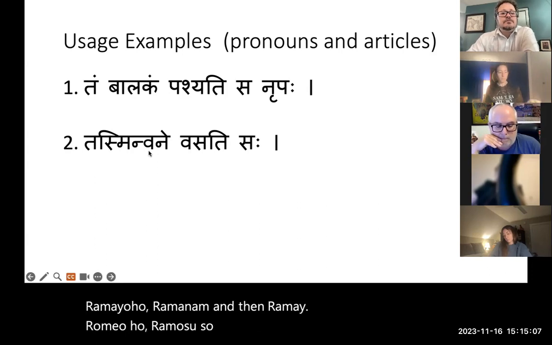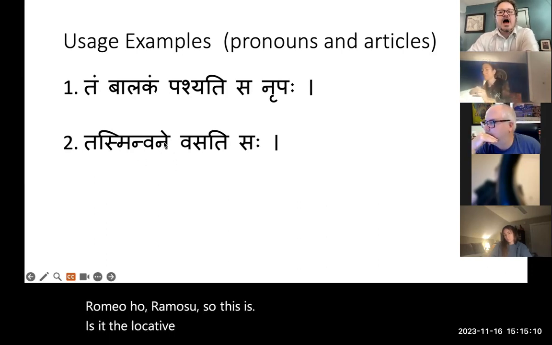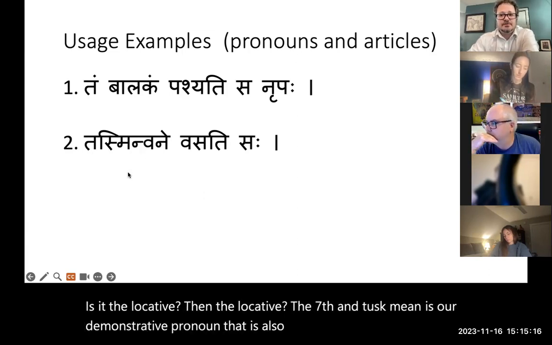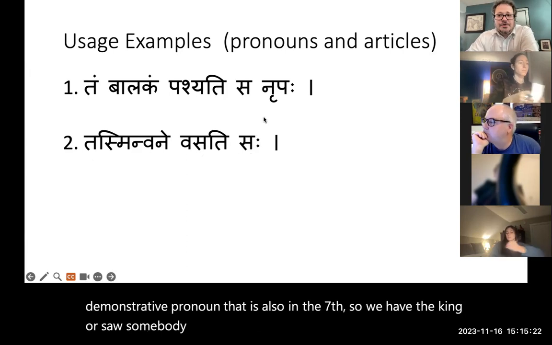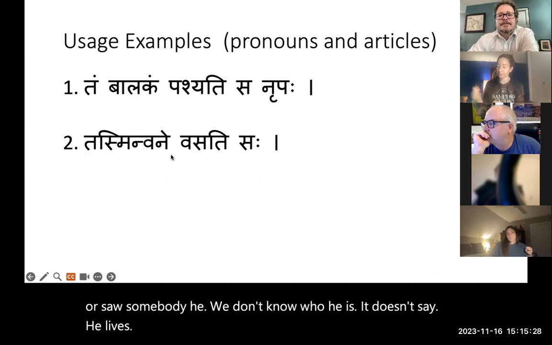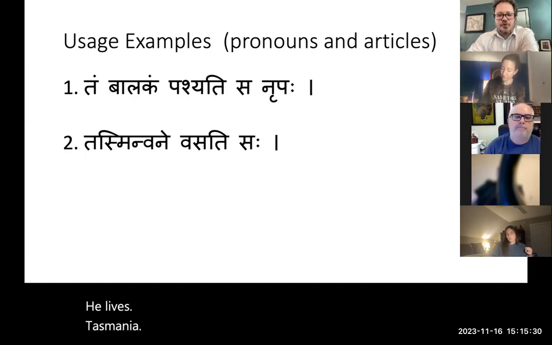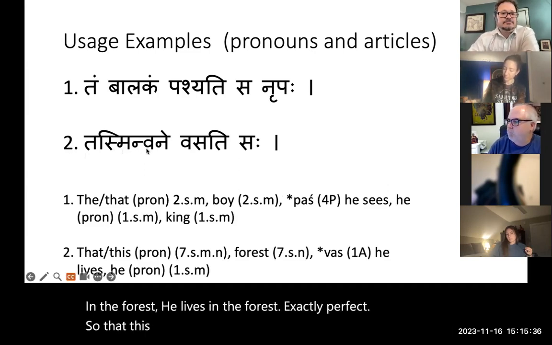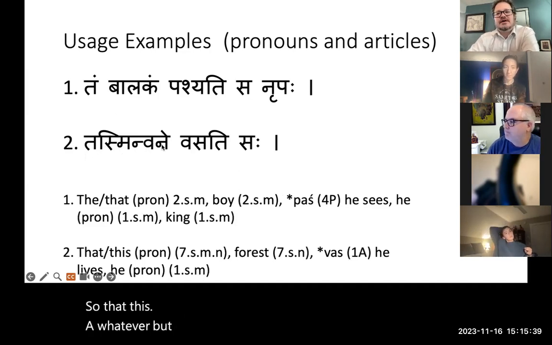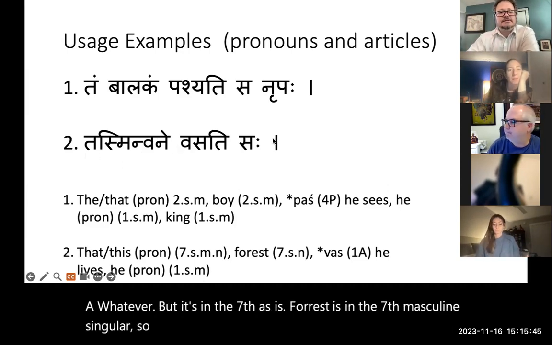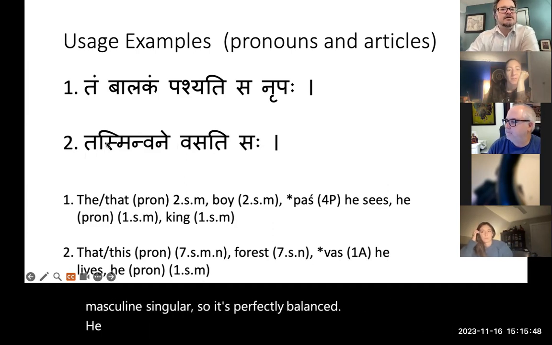So this is the locative then? The locative, the seventh. And tasmin is our demonstrative pronoun that is also in the seventh. So we have the king or somebody. We don't know who he is. It doesn't say. He lives tasmin vane. In the forest? He lives in the forest. Exactly, perfect. This, whatever, is in the seventh, as is forest, masculine singular. So it's perfectly balanced. He lives in the forest.